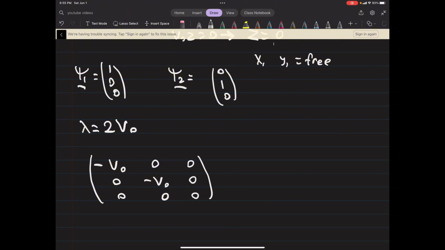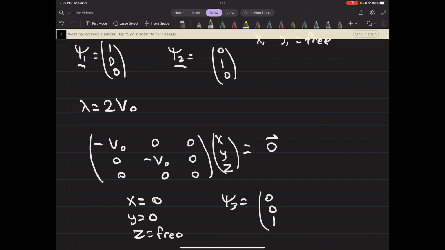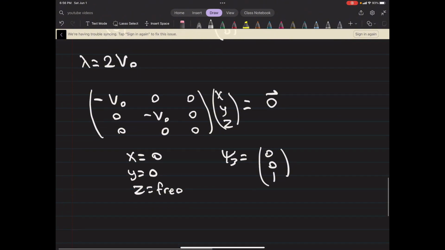All zeros, let's call it x, y, z again, equal to the 0 vector. And if you do that, what you'll see is x must be 0, and y must be 0, and z is what we would call free. And if it's free, we'll pick 1. That's the easiest, and lets our magnitude be 1. So we have 0, 0, 1 as our eigenvector.